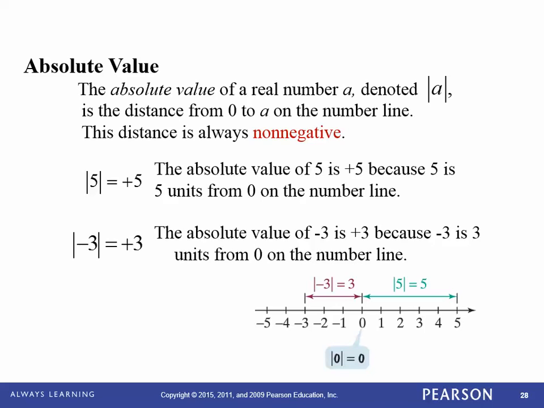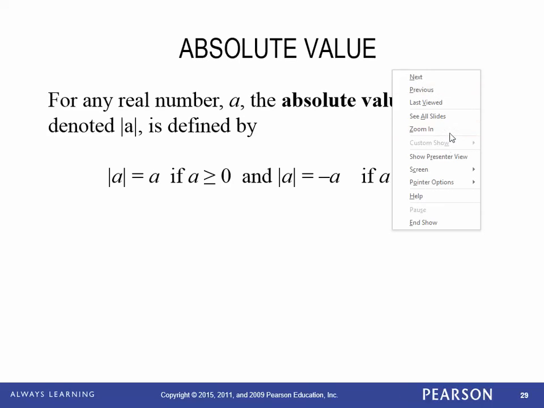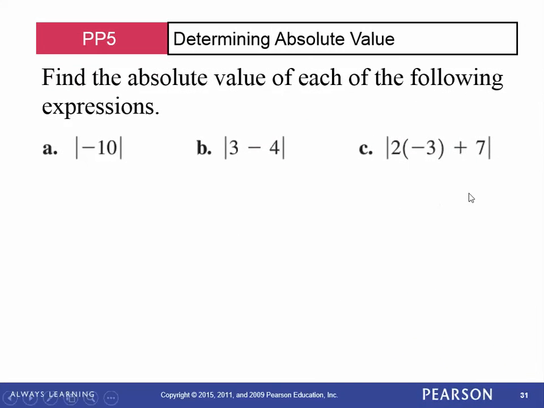Okay, the algebra definition. The algebra definition says this: the absolute value of A is equal to A if A is 0 or positive, and the absolute value is equal to the opposite of A if A is negative. So there's the algebra definition of it. Again, I think you guys know this already, pretty easy, so I'm going to let you guys do these 3 problems real quick here. I'll pause the recording and let you guys try it yourself.